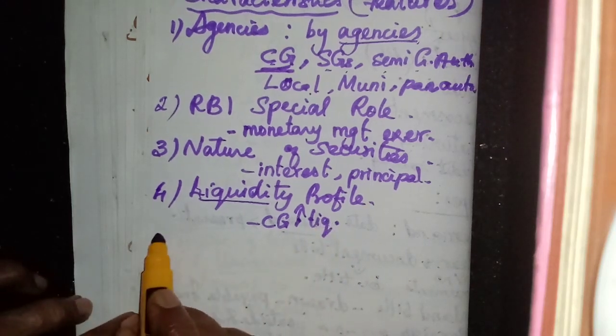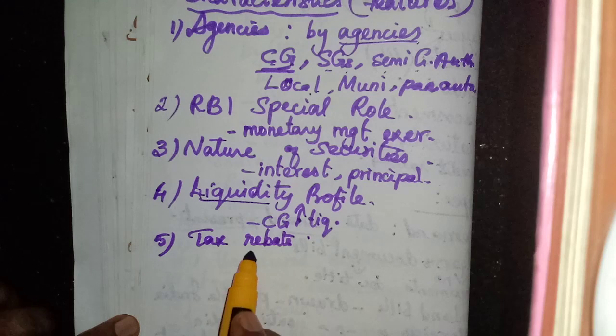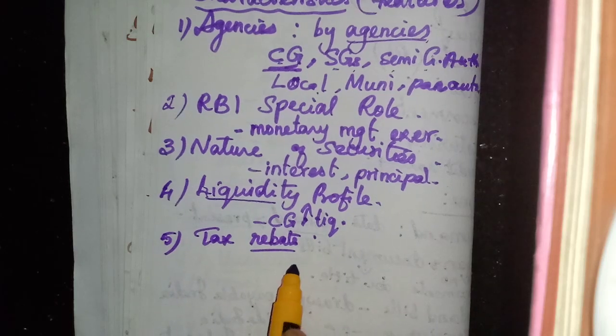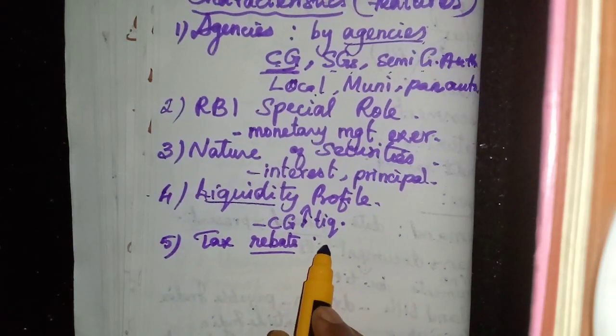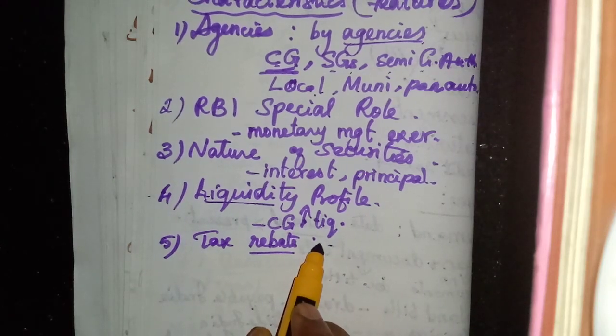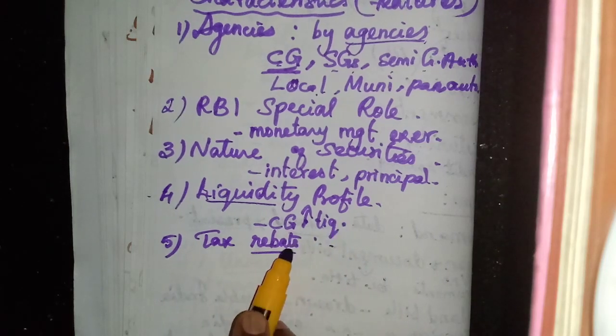Then the tax rebate. It is a peculiar feature, because if people purchase government securities, they are given tax exemption. They are free from paying tax on the money that they invest in these government securities. That is why it invites many people to invest their money in government securities. They do not need to pay tax for the amount that they spend on these government securities.